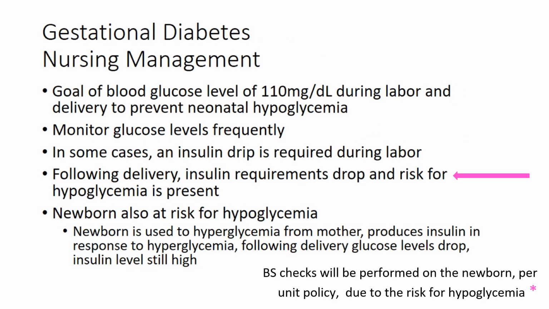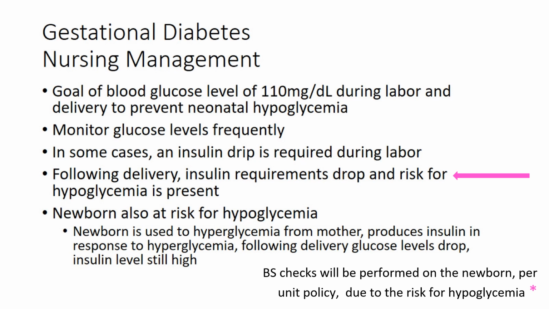Nursing management of gestational diabetes. The goal of blood glucose level should be 110 milligrams per deciliter during labor and delivery to prevent neonatal hypoglycemia. The patient has their glucose levels monitored frequently during their labor, and in some cases an insulin drip is required during their labor. Following delivery of the baby, insulin requirements drop and risk for hypoglycemia is present in the newborn as well as the mother.